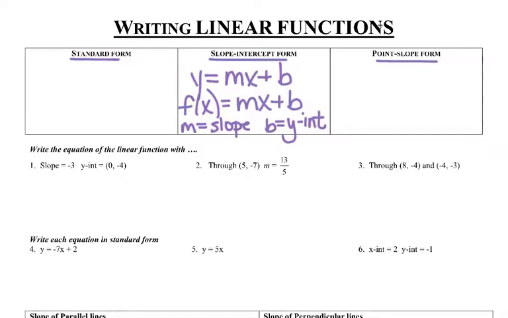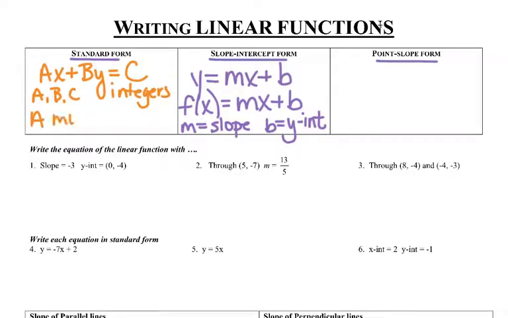Does anyone remember standard form? You are right. ax plus by equals c. In other words, all the x's and y's are on one side of the equation, all the numbers are on the other. There's a couple little rules here. A, B, and C have to be integers, which means no fractions. And it has to begin with a positive number. So we'll go over that a little bit more. That's standard form. Does anyone remember point-slope form?